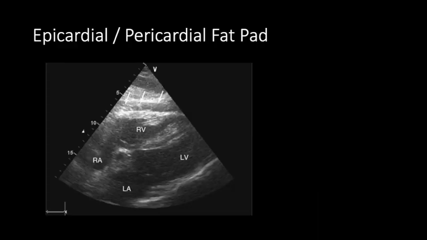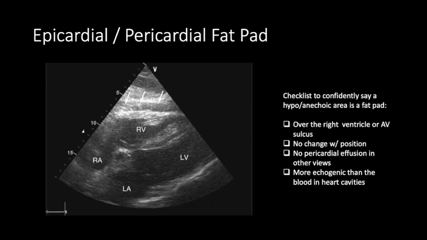So there's a few things that can mimic pericardial effusions that I want to go over as well. The first is a pericardial or an epicardial fat pad. Because this is an organ that slides around in the chest, slides over the diaphragm, oftentimes patients will develop a small little cushion of fat that can, in certain scenarios, take on the appearance of fluid.